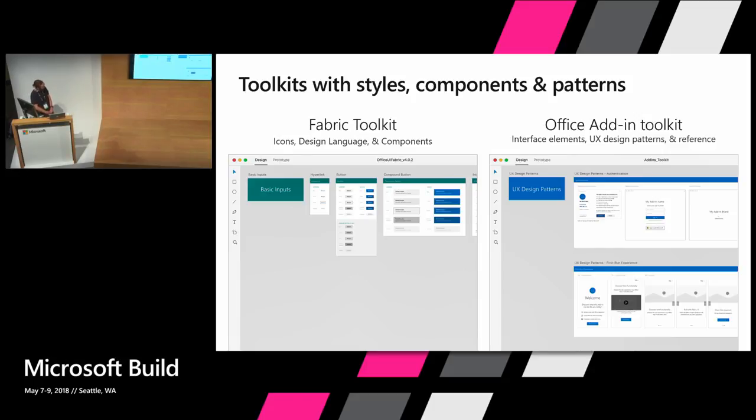And diving even deeper into our toolkits, we really have two toolkits that are available to you to use to design your Office solutions. We have a Fabric toolkit that has a set of common icons, common design language, and components that are available in Fabric. And then we have an add-ins toolkit that contains reusable renditions of Office UI, some of the extensible surfaces that exist in Office, and common patterns that you might need to use when you're designing an add-in.